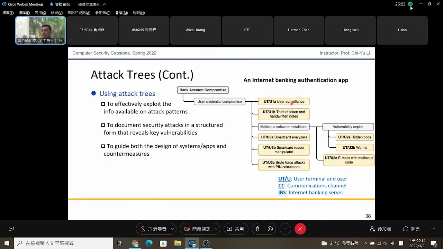So here these shaded boxes may represent the events that are compromised that can launch the attack. And these white boxes represent one or more specific attack events, so that it has some leaves under this category. The first one is user surveillance. Surveillance means, for example, the surveillance camera. So we may be able to use the camera to steal the user credential.